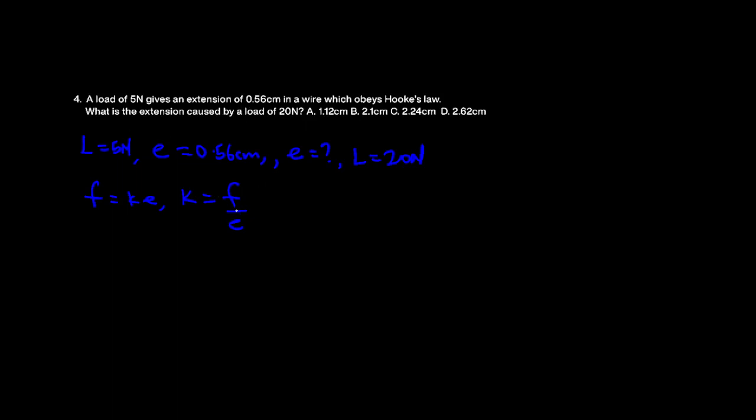So for F1 and E1, let me say this is E1 and this is F1, that's the load. This is E2 and this is F2. So we have that K equals F1 over E1, and K equals F2 over E2. So we can equate the two since the spring constant is the same for both of them. So F1 divided by E1 is equal to F2 divided by E2.